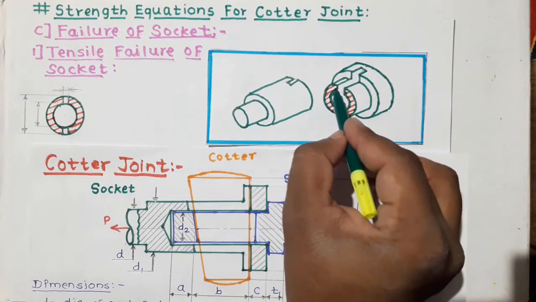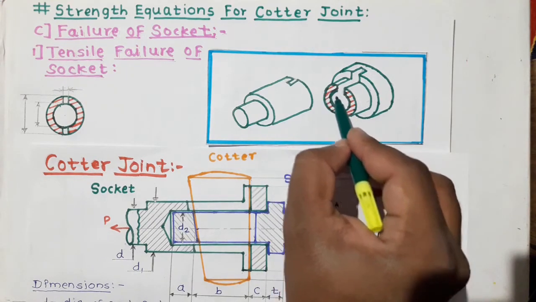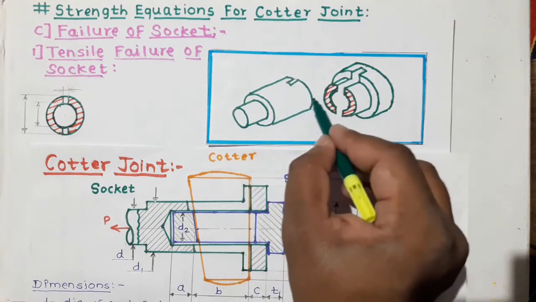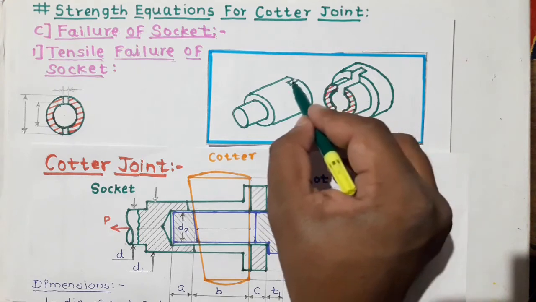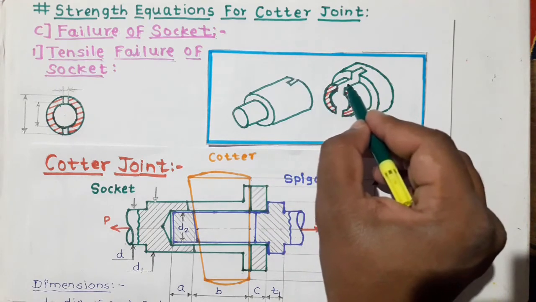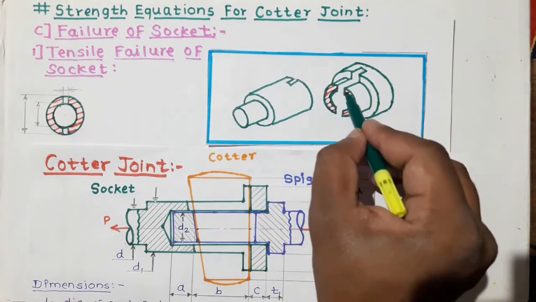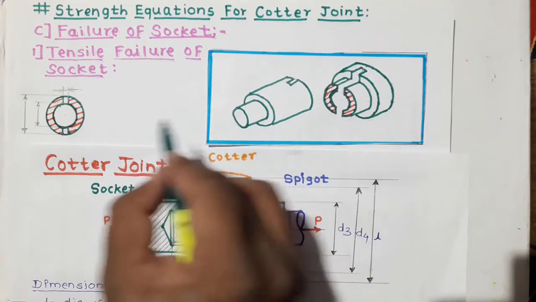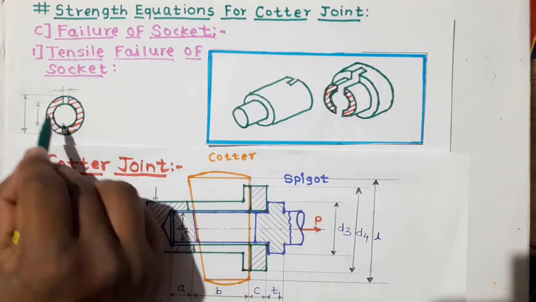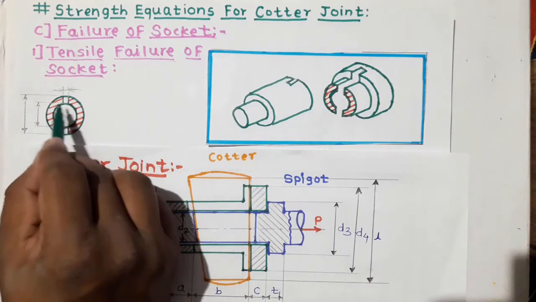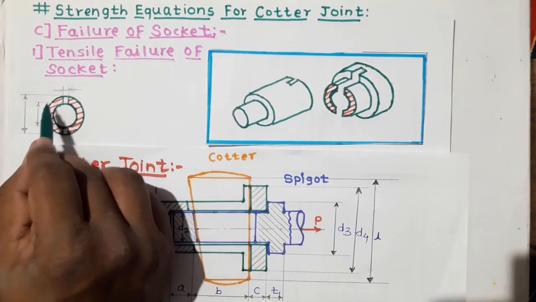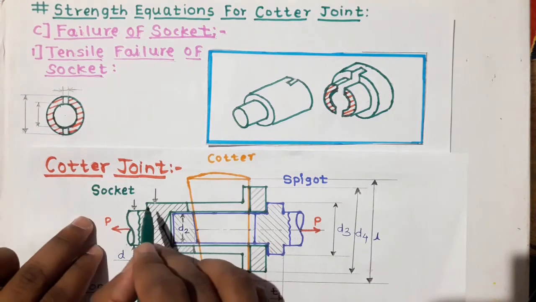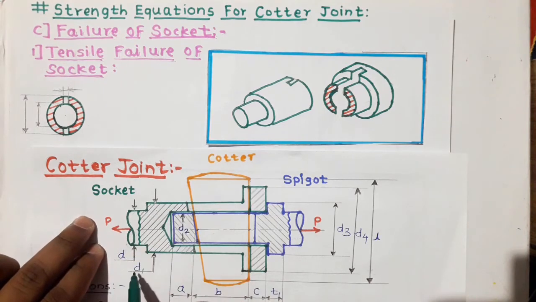As you can see here, this failure occurs at the weak section, and the weak section in this socket is the region at which the slot is present. This red color portion shows the area subjected to tensile stress. We can show this area here in this 2D diagram. In this diagram, we have to write the dimensions of this cut section of the socket where the tensile failure occurs. If you look at this diagram, the outside diameter of this socket is d1.